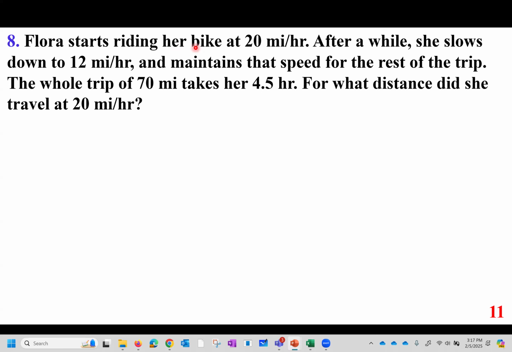Flora starts riding her bike at 20 miles per hour. After a while, she slows down to 12 miles per hour and maintains that speed for the rest of the trip. The whole trip of 70 miles takes her 4.5 hours. For what distance did she travel at 20 miles per hour?